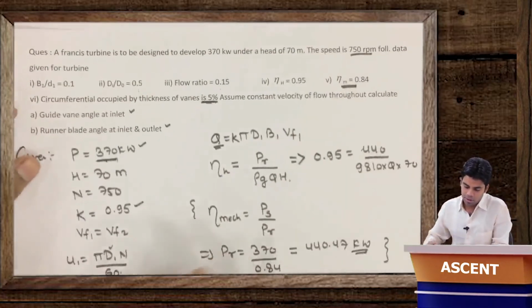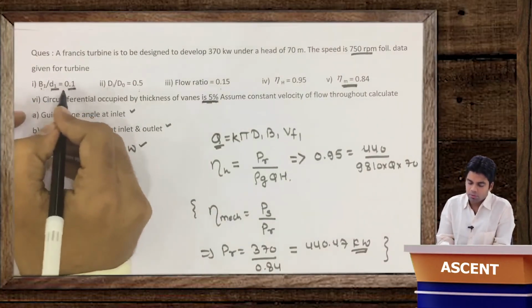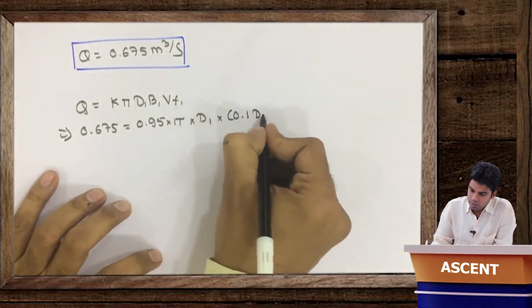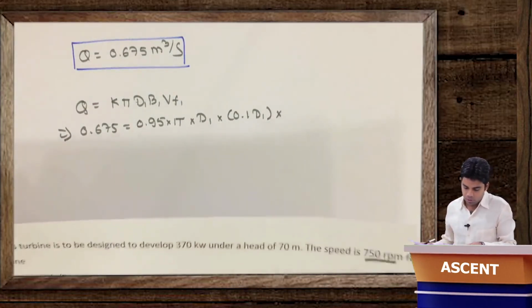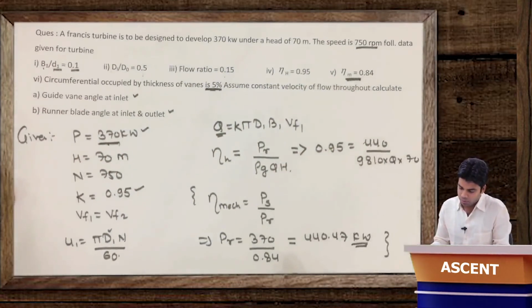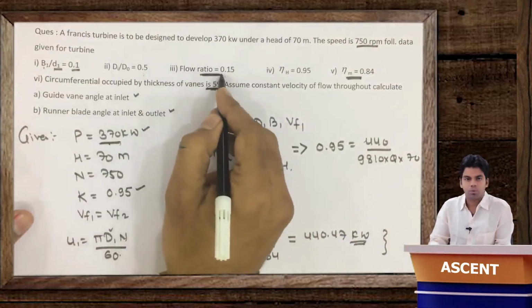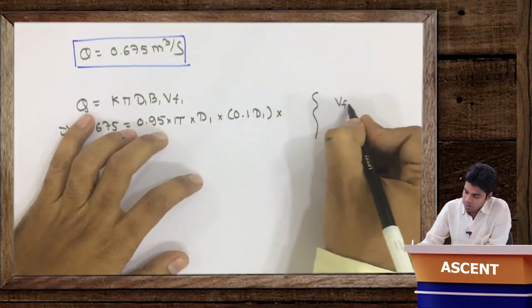Okay, now what is this b1 here? b1 is 0.1 of d1. So into 0.1 of d1 into vf1. Now do we have the value of vf1? No, we don't have vf1, but yes, we have the flow ratio, so we can determine the value of vf1 from here.